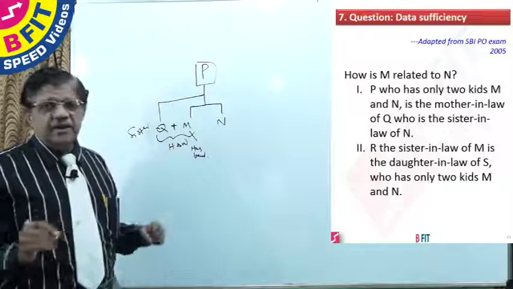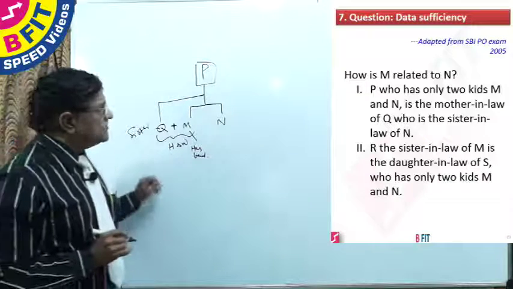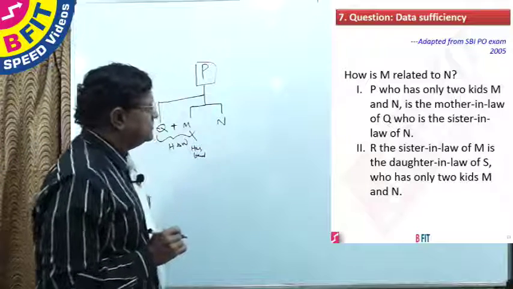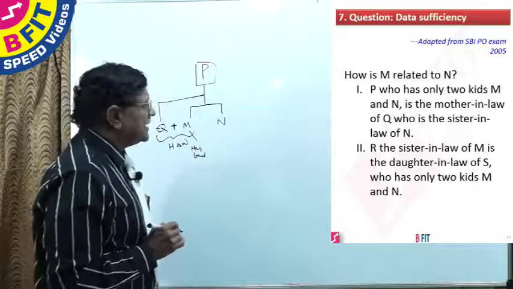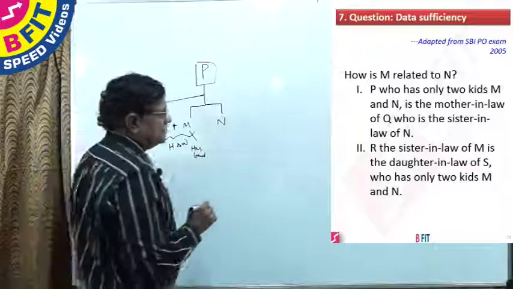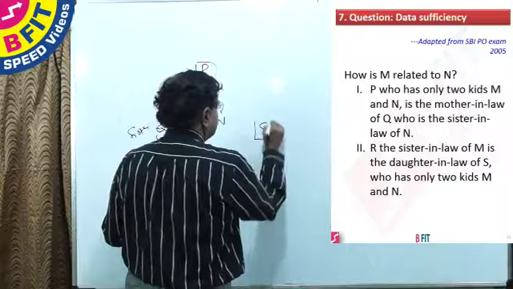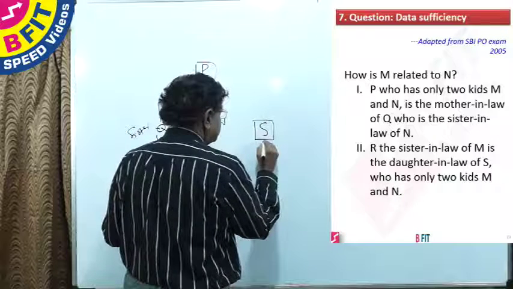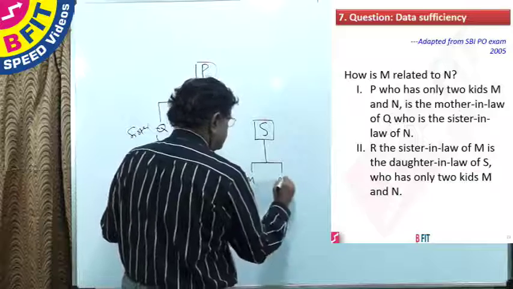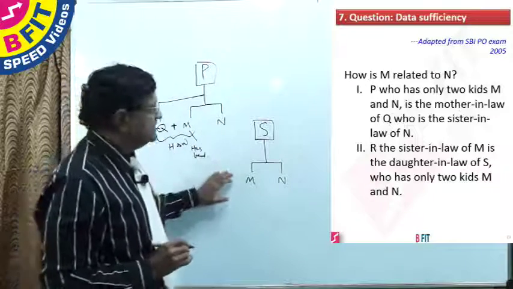Please remember, we cannot stop with it. We have to test the data in statement 2 also. What does statement 2 say? R is the sister-in-law of M, who is the daughter-in-law of S, who has got only 2 kids, M and N. So S is here. S has got 2 kids, M and N. Only 2 kids, as in the previous case.